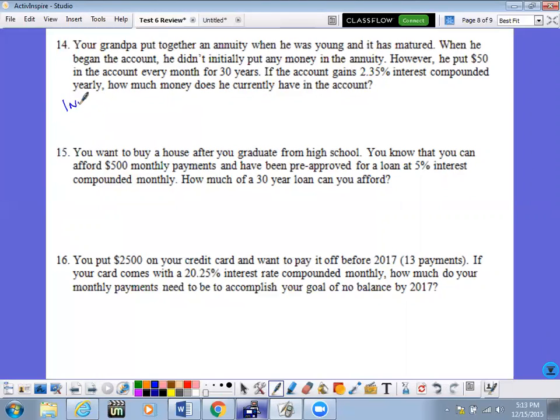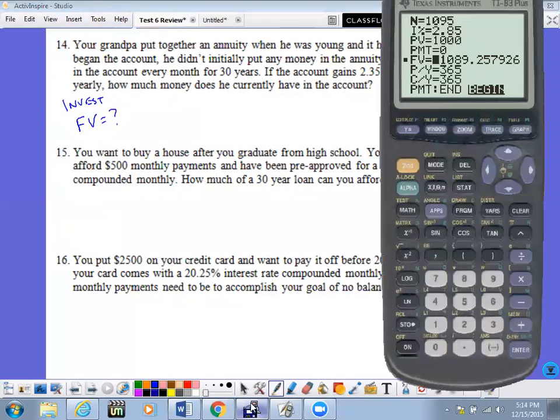So this is an investment. The difference between this one and the last one is we do have a payment, but it says how much does he currently have in the account. Don't get this confused with present value, because we talked about grandpa and it's already matured. He did it when he was young, so this is actually the future value that we're searching for. A lot of people got that wrong in class.